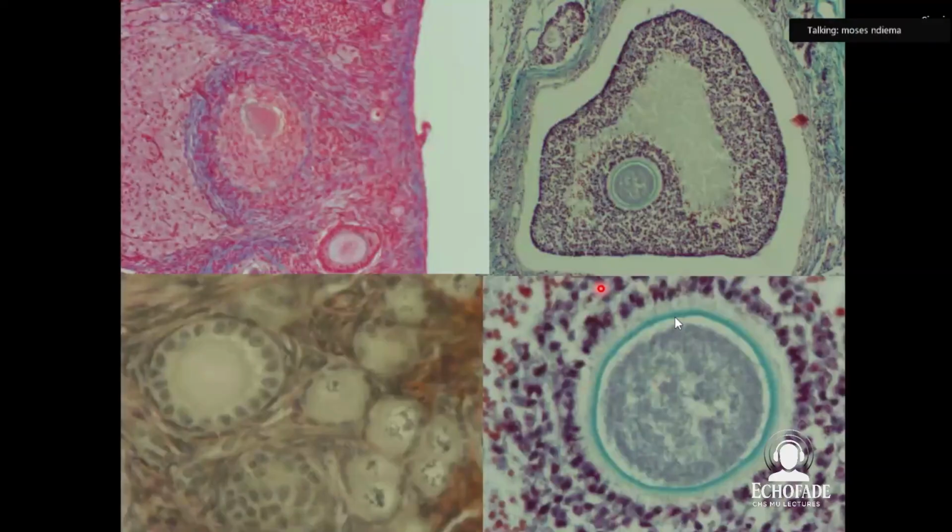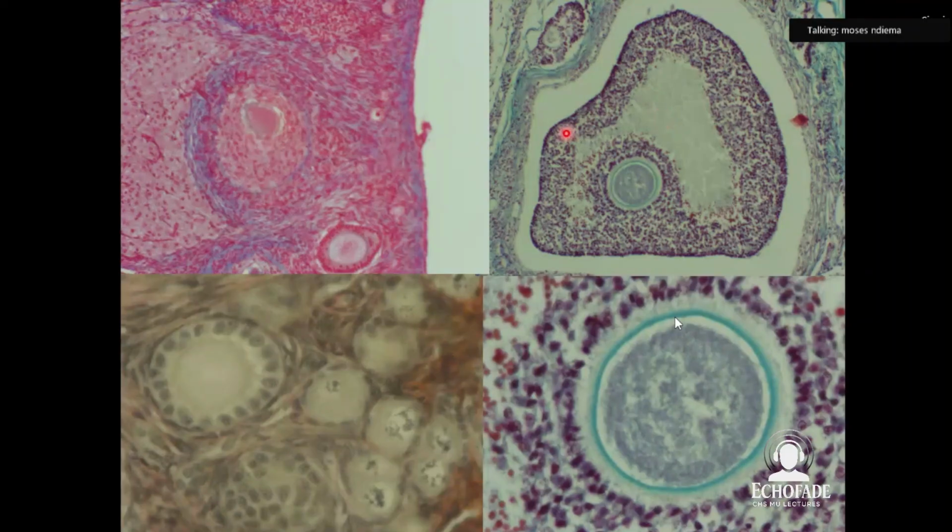At this stage, when you now have the cumulus oophorus and the corona radiata and a very large lumen, we refer to that as a mature follicle, also referred to as a Graafian follicle. That is when you have preparation for ovulation.